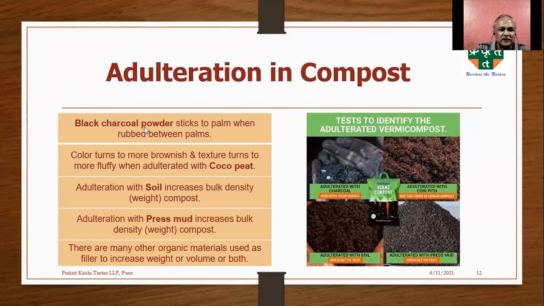So black charcoal powder sticks to the palm when rubbed between the hands, as I said. Similarly, the color turns more brownish and the texture turns more fluffy when adulterated with coco peat.